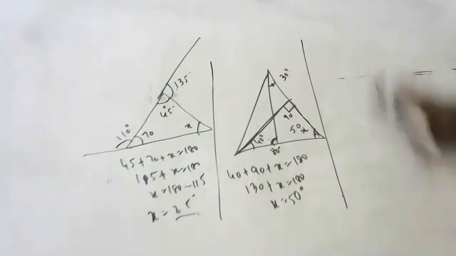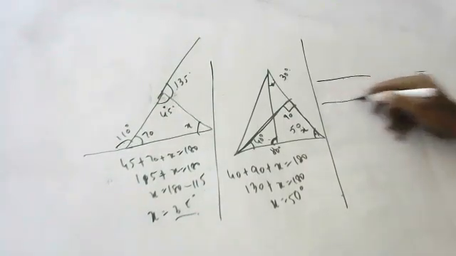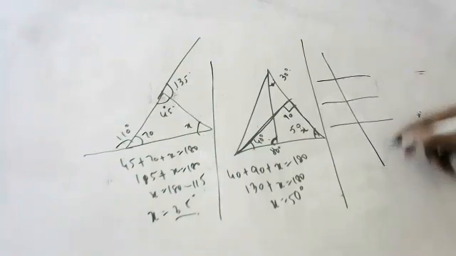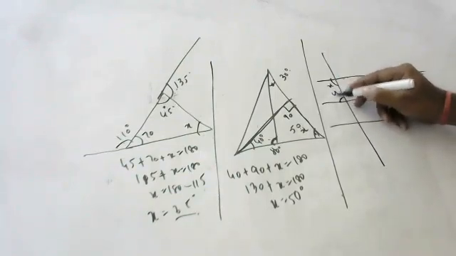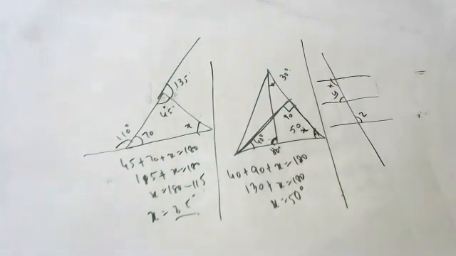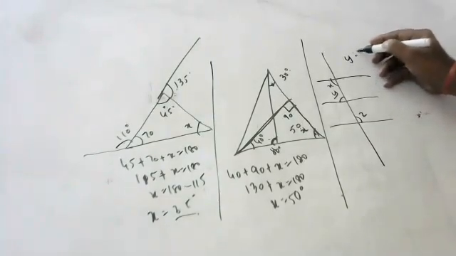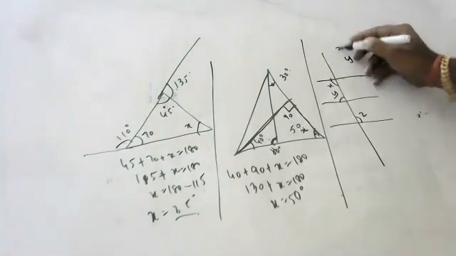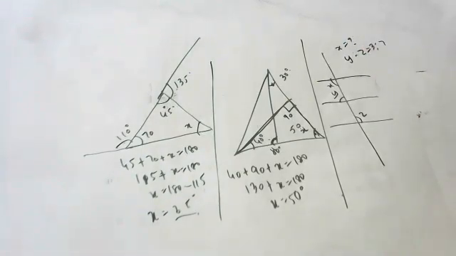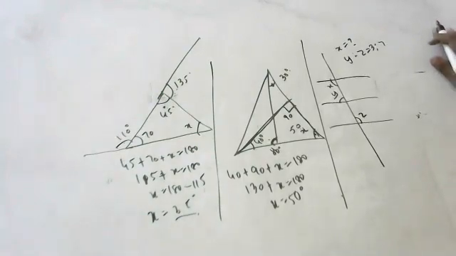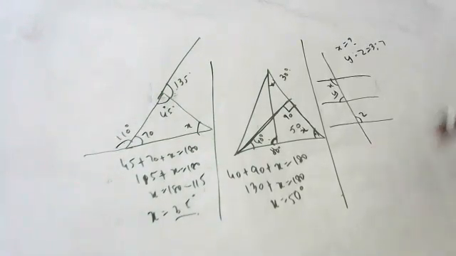Yes, sir. Very good. So these are parallel lines, like this. If this is x, this is y, this is z. The question is, they are saying y is to z is 3 to 7. Find x. y is to z is 3 is to 7. Yes, sir. First find y, sir. How to? Sir, x plus y is equal to 180.